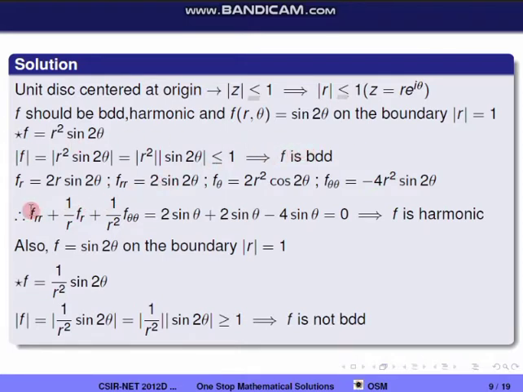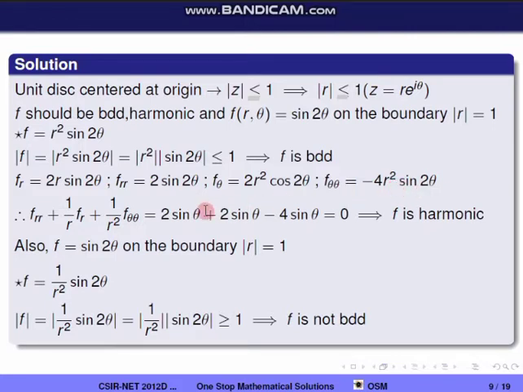Now we'll check whether it is harmonic, that is, whether it satisfies the Laplace equation in polar form. So find fr, frr and f theta theta. So fr is partially differentiating f with respect to r. So this is equal to 2r sin 2 theta. frr means the second derivative of f with respect to r. So frr is equal to 2 sin 2 theta. F theta means partially differentiate f with respect to theta. So this is equal to 2r square cos 2 theta. F theta theta means the second partial derivative of f with respect to theta. So this is equal to minus 4r square sin 2 theta.